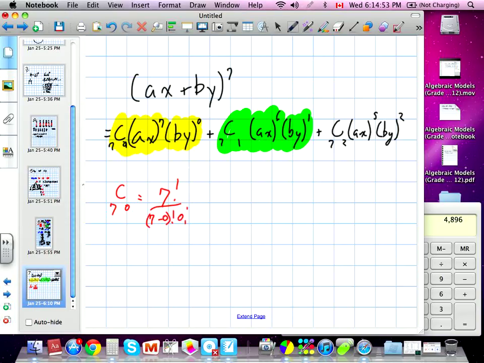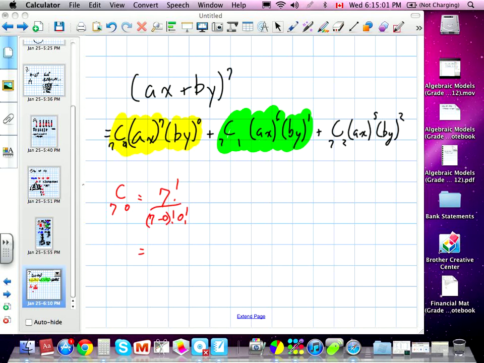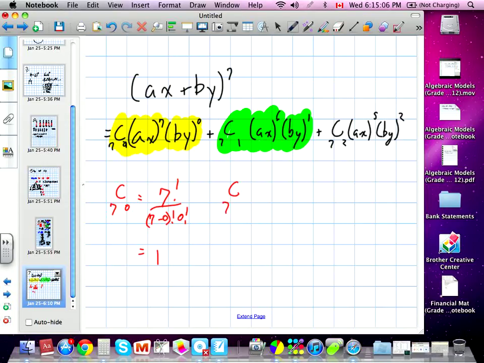Okay. The other one we're going to need to solve is C at 1, because this one was from our first term and this is from our second term. So C, 7 choose 1. What's that going to give us? 7. Okay, so in our formula, now we keep going.